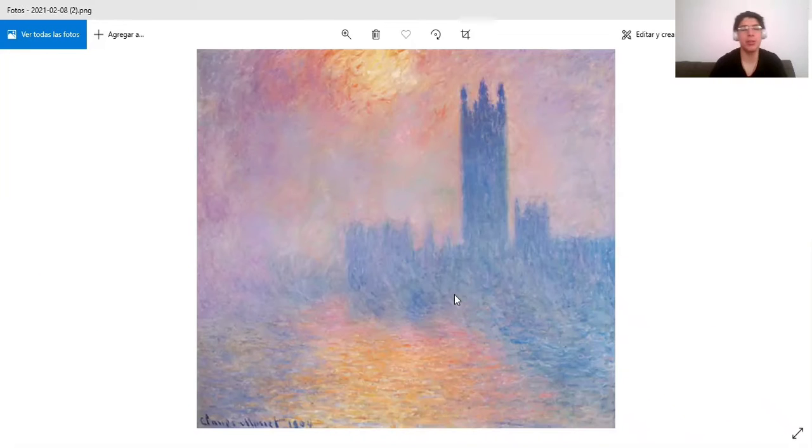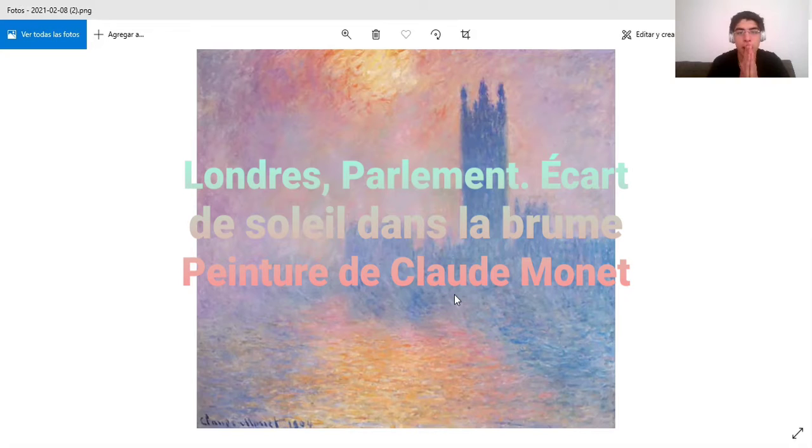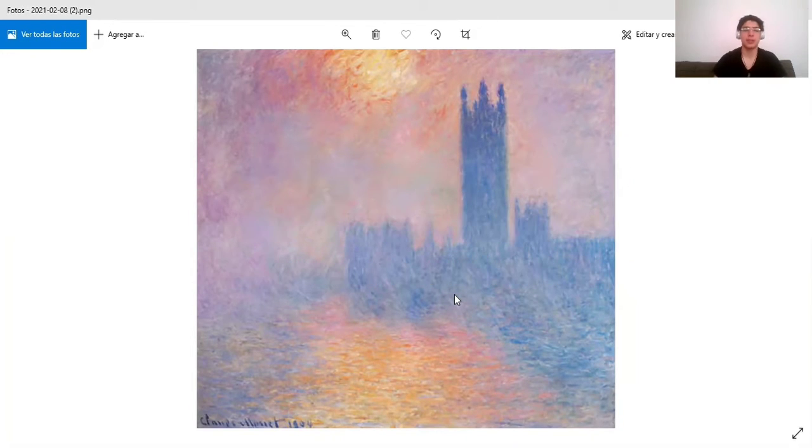Okay, so hi. Today we're going to talk about this painting, El Parlamento de Londres, con el sol penetrando en la tiniebla, by Claude Monet. Today we're going to analyze it using Panofsky's method. As we see, this is an Impressionist painting, one of 19 that Claude Monet did in the past.